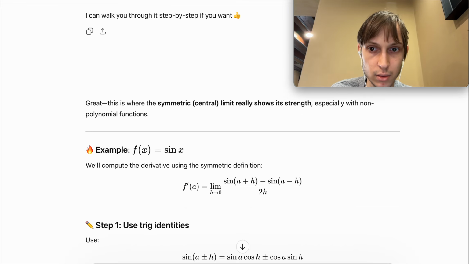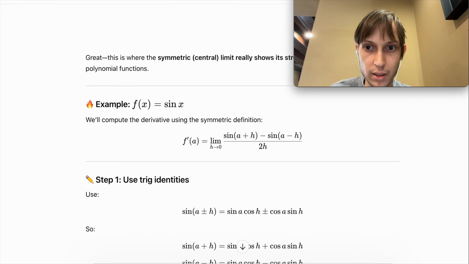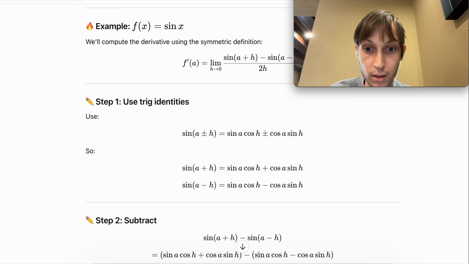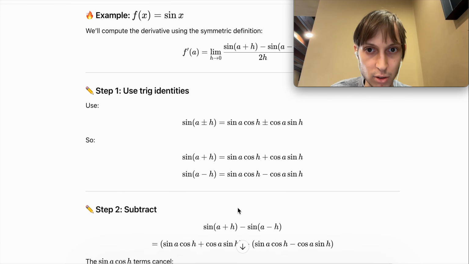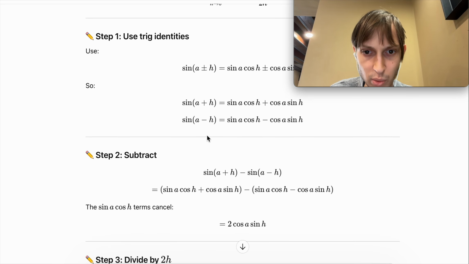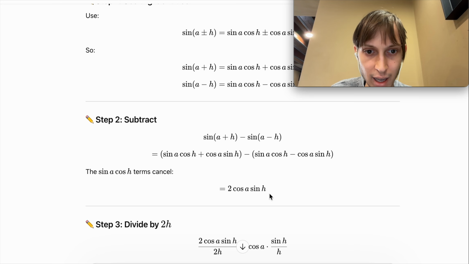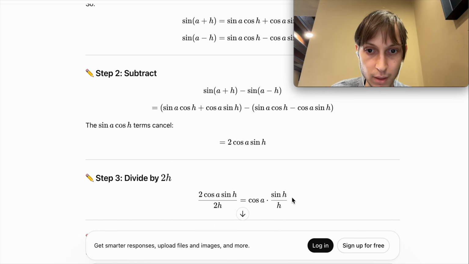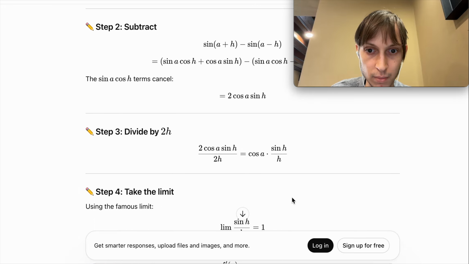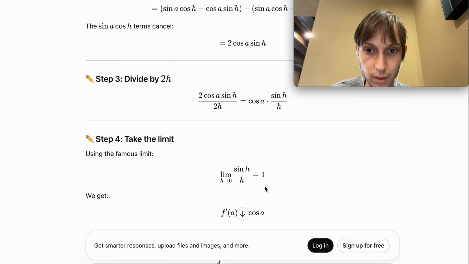Okay. Oh, it shows its strength here. Okay, it says. Oh, wow. So we use some identities. Okay, interesting. So what derivative are we taking? Sine x. So we want 2 cosine a sine h. Okay. Wow. So sine h over h.